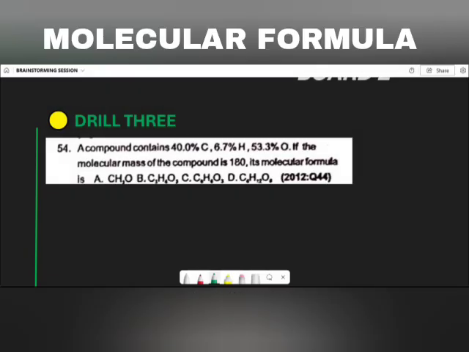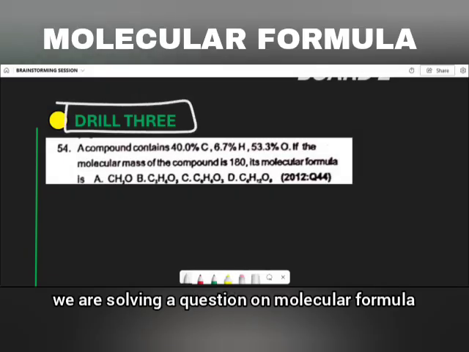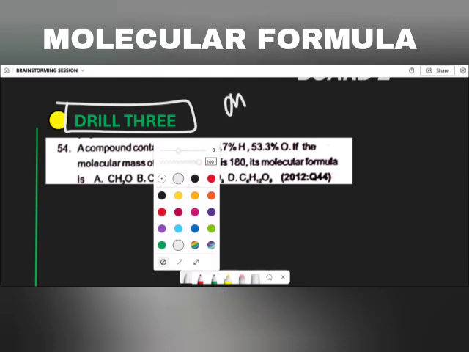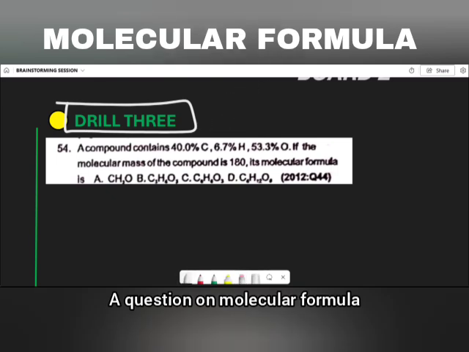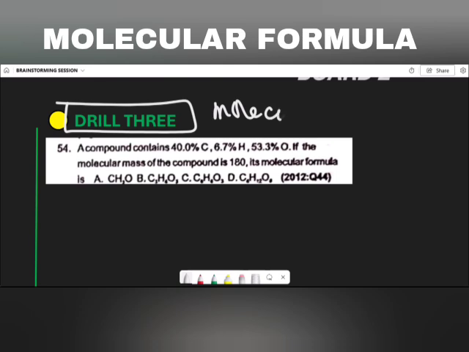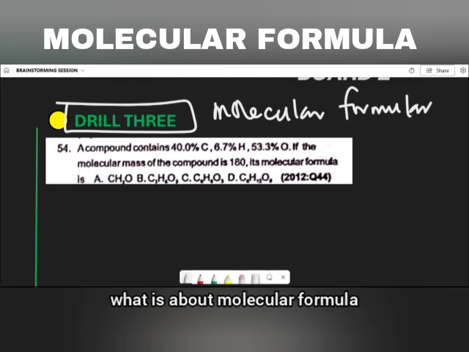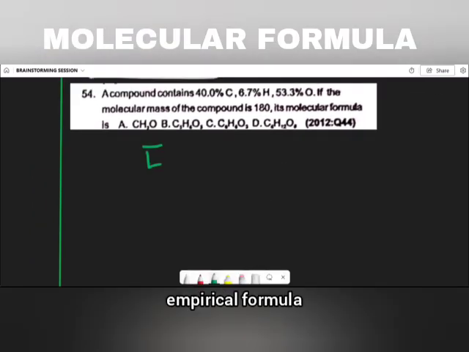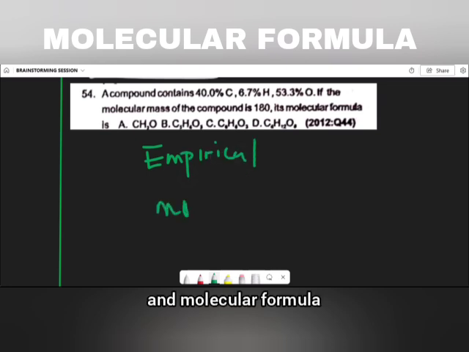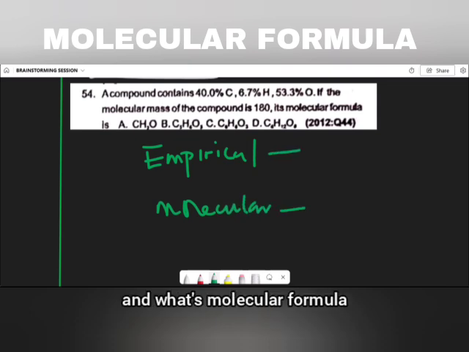Now the 3, we are solving a question on molecular formula. A question on molecular formula. Now, what is it about molecular formula? Basically, we have empirical formula and molecular formula. What's empirical formula and what's molecular formula?